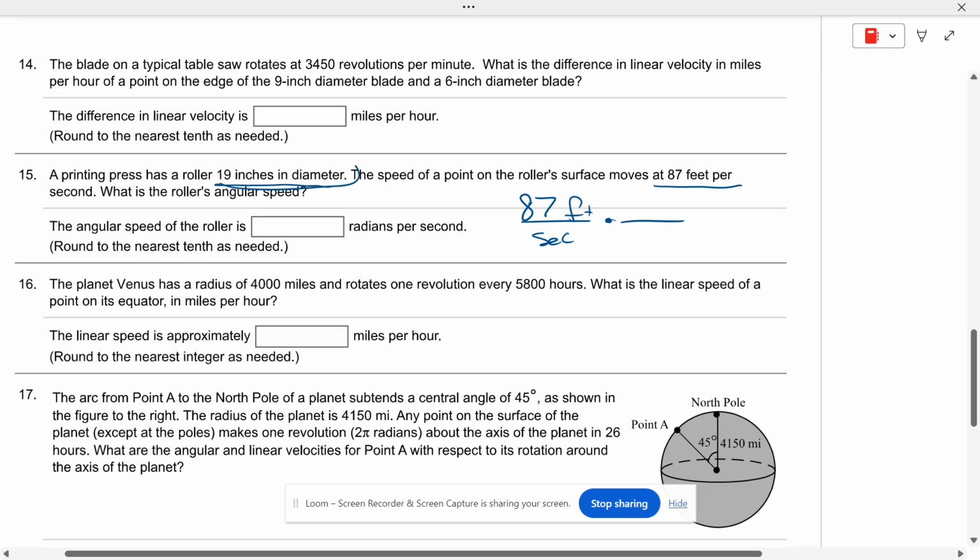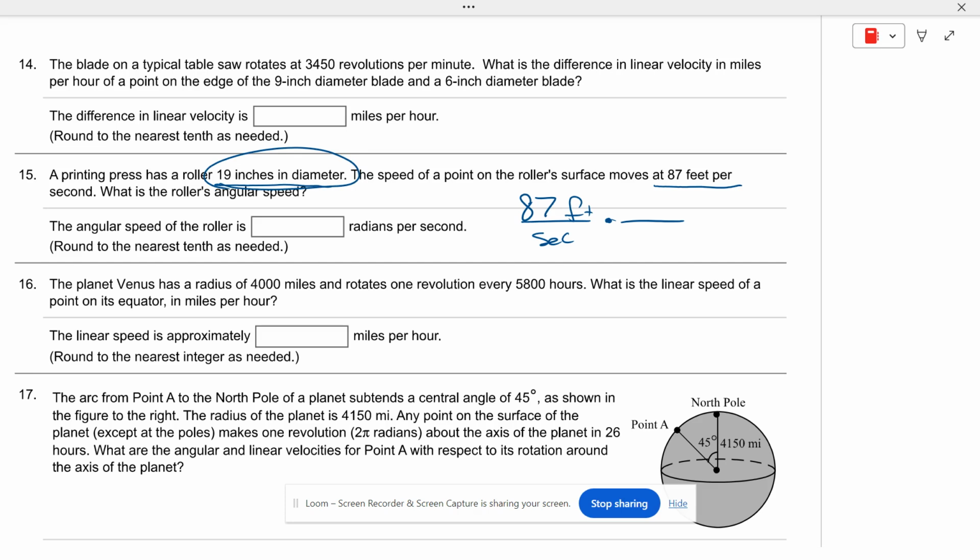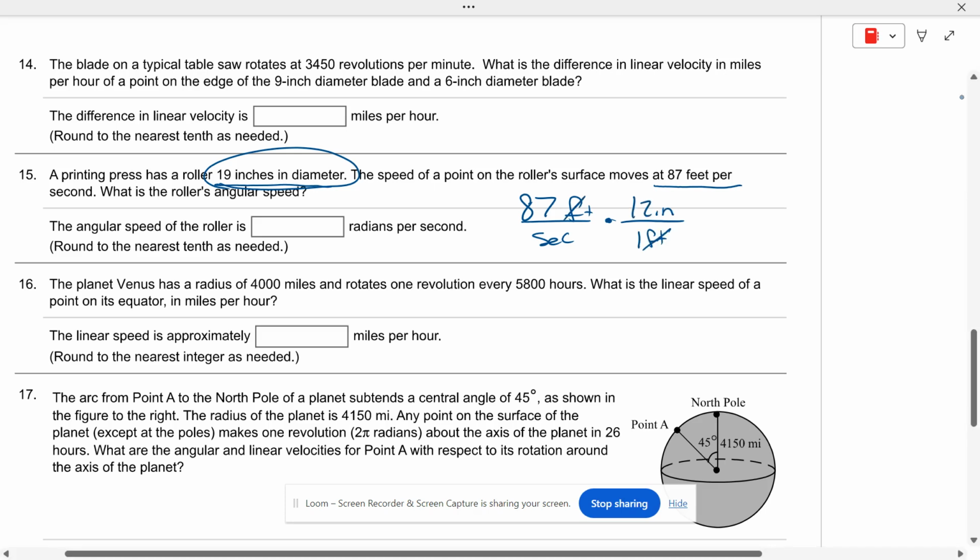Now, if it has a 19-inch diameter and this is in feet, I need to get to the same units. Okay? Can I change 19 inches into feet really easily? No, that's 1 foot 7 inches, and that doesn't work. So I have to change feet into inches first. So in 12 inches, there's 1 foot. Now I have inches per second.